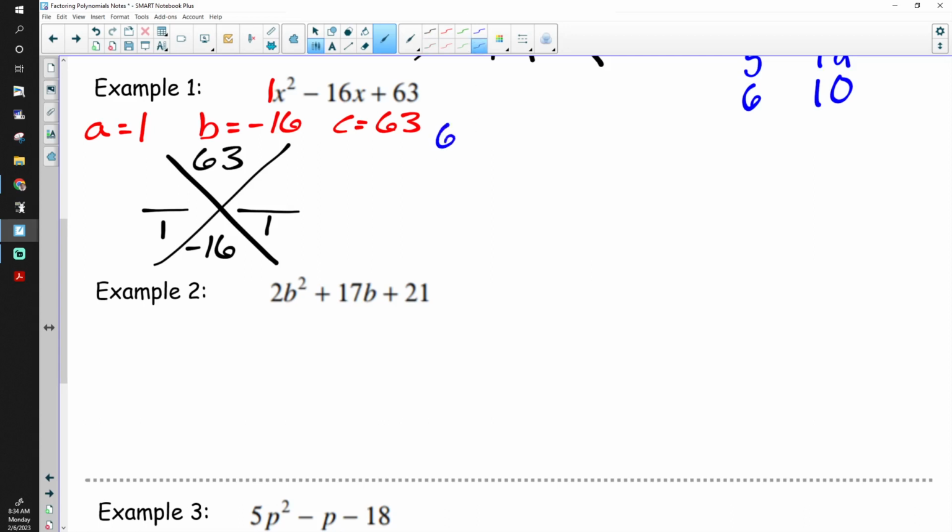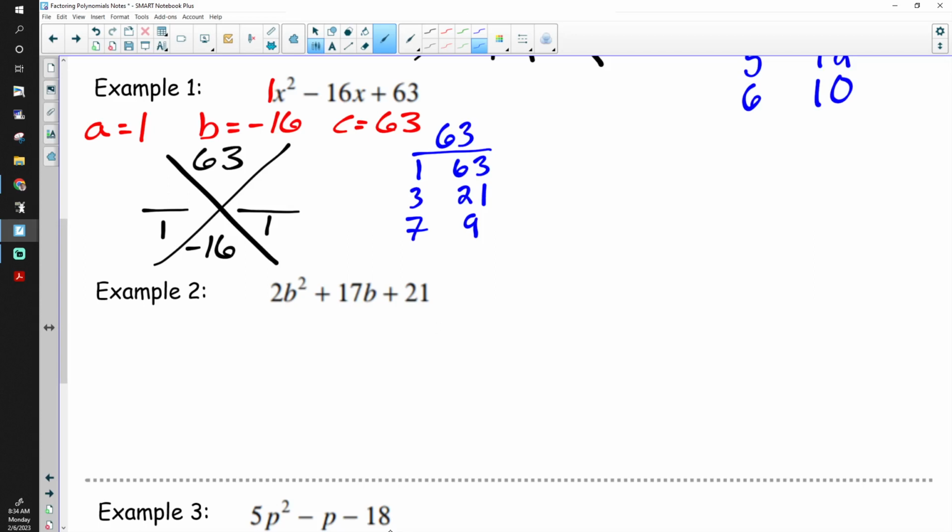What are some ways to make 63? Well, 1 and 63, of course. I don't think 2 times anything is 63. 3 and 21. 7 and 9. And that's it, right? That's it. Now, this is interesting, though, because 1 plus 63 is 64, 3 plus 21 is 24, 7 plus 9 is 16.